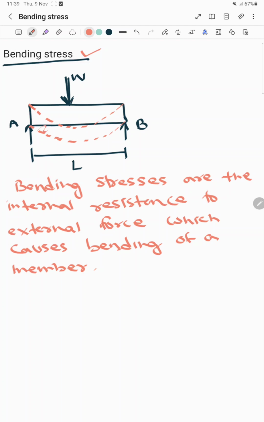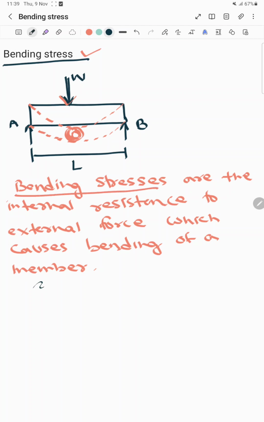This beam will get bent, and due to this applied load, inside this beam some internal stress or resistance will be formed, and due to this load it will cause bending. It's known as the bending stress.